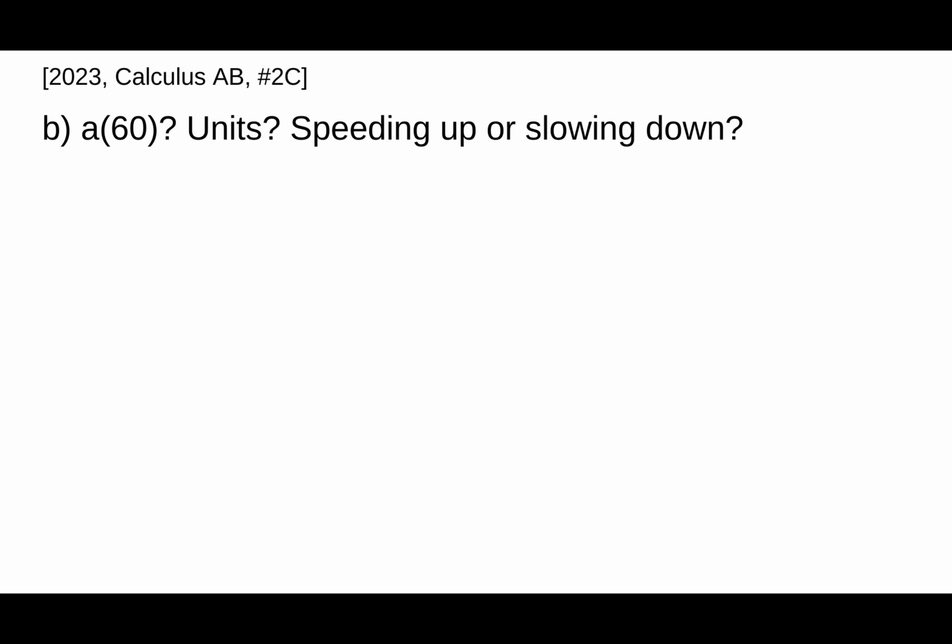In part B, we are asked to find Stephen's acceleration at 60 seconds, provide the units, and determine if Stephen is speeding up or slowing down at that time. It helps to make the explicit connection that when we talk about a of t, we are specifically referring to that as being the derivative of our v function. Since we're given a function v and we are not given an acceleration function, we should make this connection explicit.